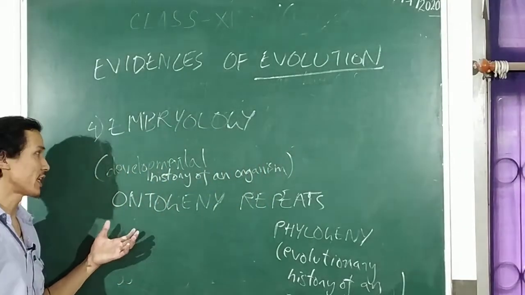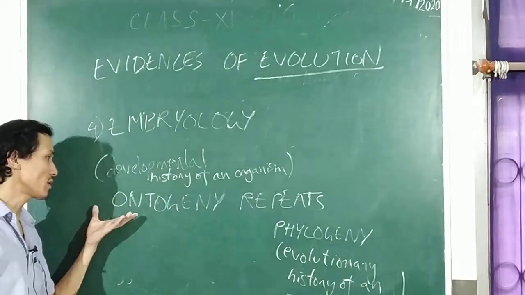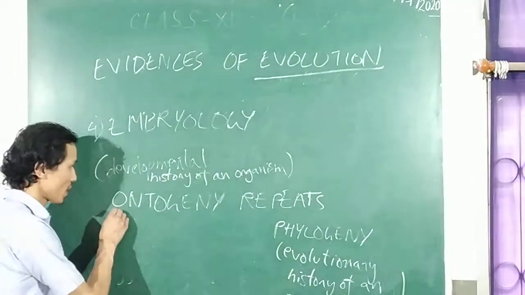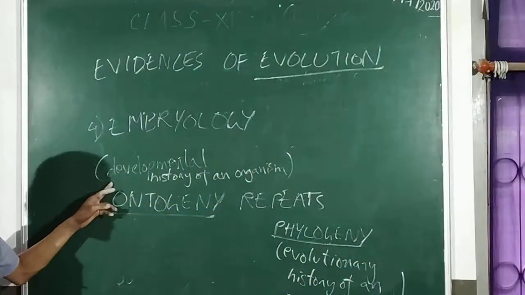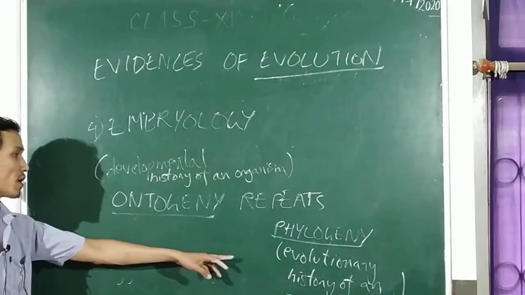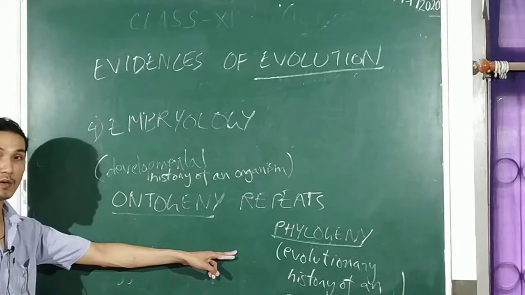So, as a bonus tackle, when we're studying embryology, what it means is ontogeny repeats phylogeny. Ontogeny is the developmental history of an organism. Phylogeny is the evolutionary history of an organism.